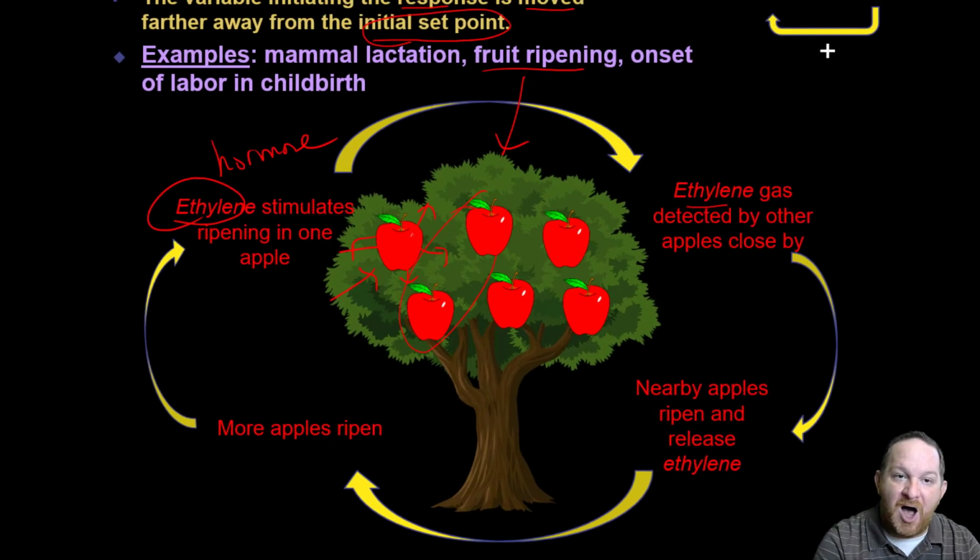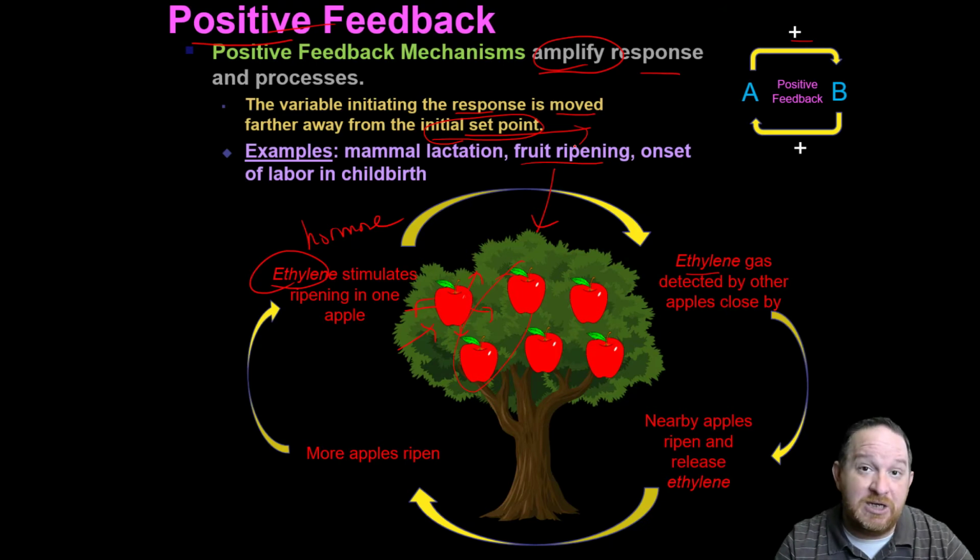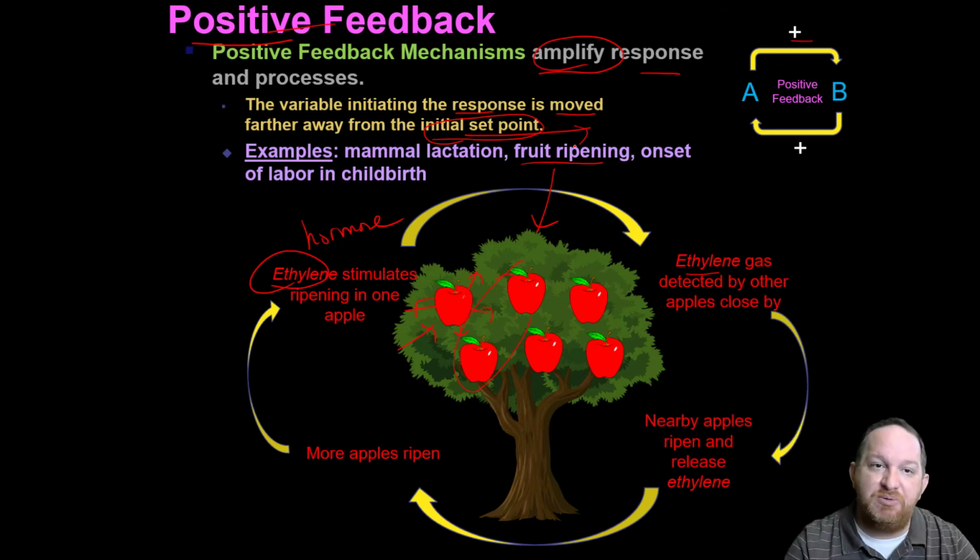So remember, positive, once it starts going in one direction, it's going to go all the way until it's finished. So it gets farther and farther away from its initial point, in this case, the initial point of not being ripe, to actually being very ripe.